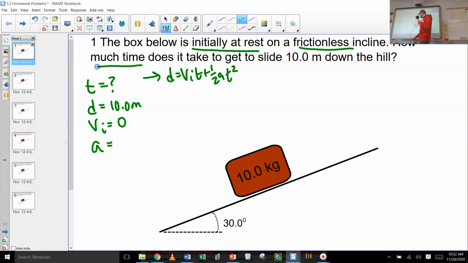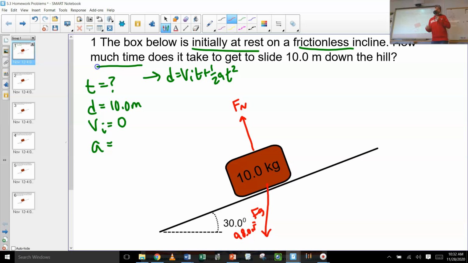Let's get started. Draw a picture, label your forces. There's a force of gravity pulling straight down on this box. If you take 10 and multiply by 9.8, you get 98.0 newtons as the force of gravity. There's a normal force acting on this box.